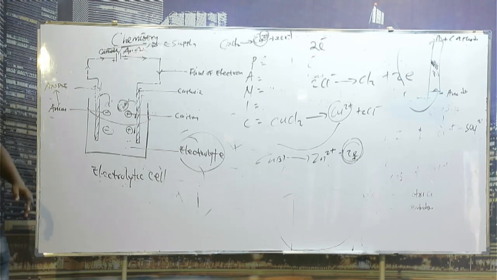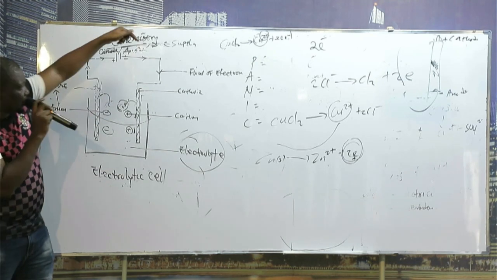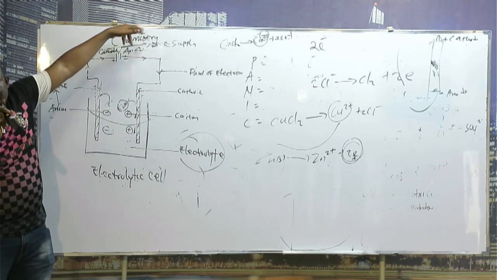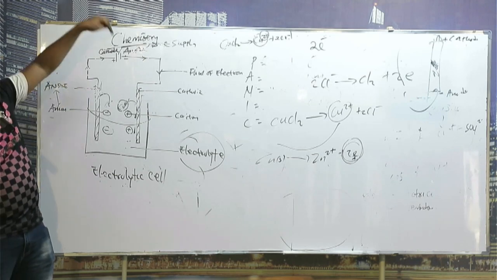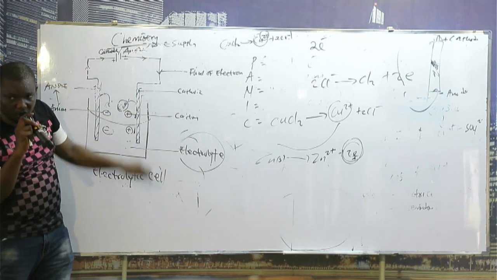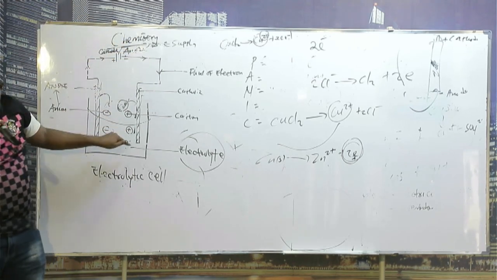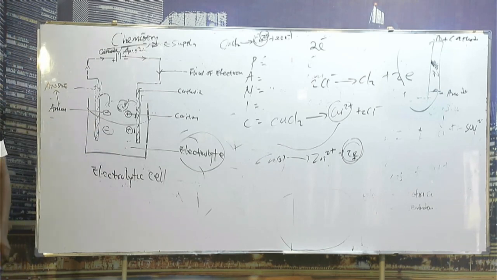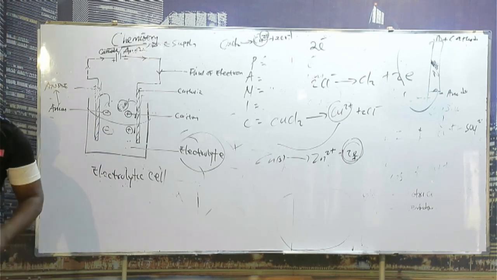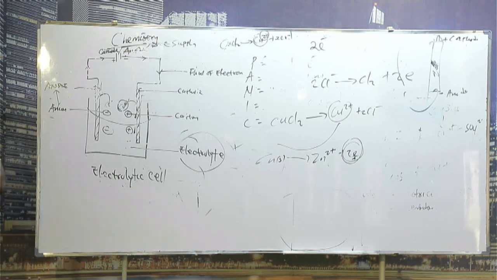How does current flow? Current flows from where to where? From the anode of the battery. Current enters through the cathode to the electrolyte and then leaves the electrolyte through the anode. Does it follow? Maybe you want to copy it. You can read it later.